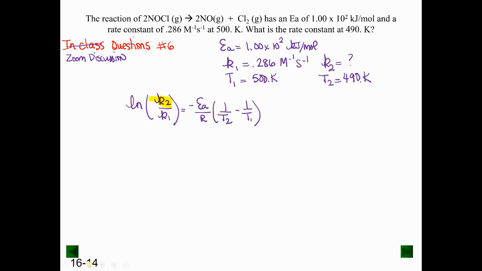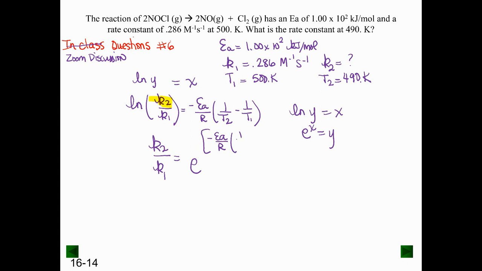Now, I think what's a lot better is if we go ahead and isolate it before we plug in all the numbers. So for this, you do have to remember something really important. ln of y equals x, and that's because e to the x equals y. So if I'm looking over at this guy, this is ln of y equals x. So e to the x equals y. So K2 over K1, our y, equals e to that whole big equation.